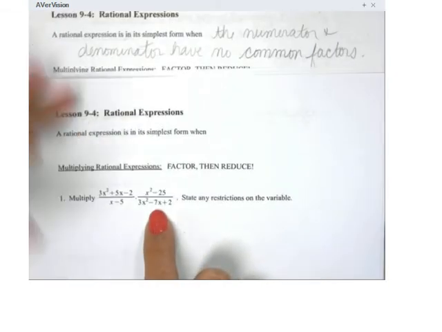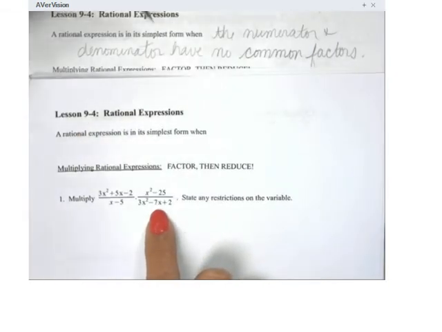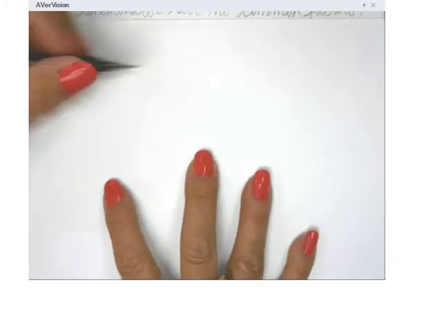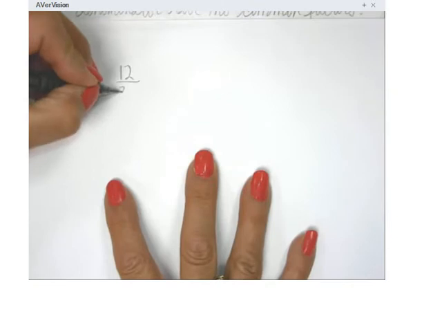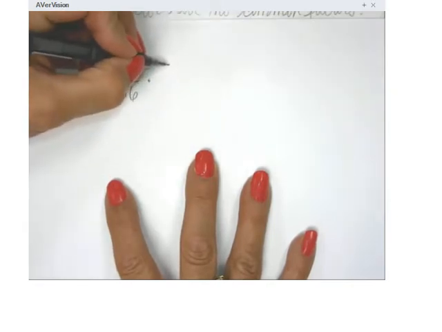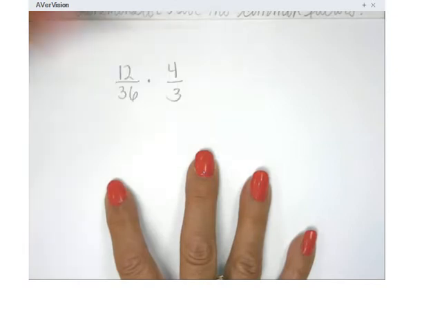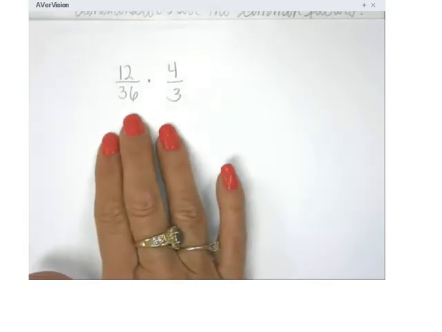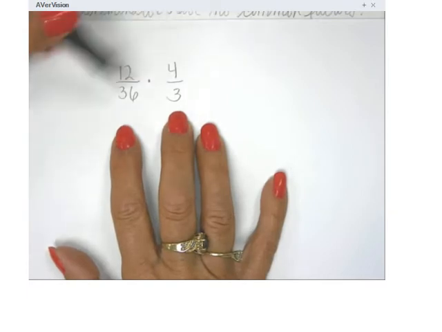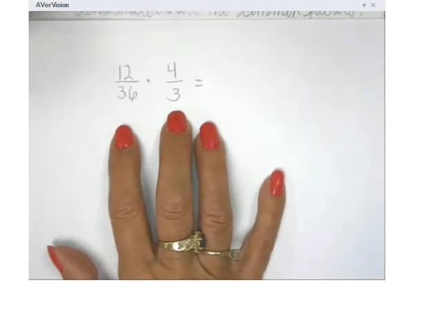And if we have a fraction that is simplified, that means that our numerator and denominator will have no common factors. Now, when we reduce fractions as in numbers, say I gave you something like 12/36 times, let's say I took 4/3. And if I wanted to reduce this down, we know we're multiplying fractions and we could multiply straight across, but we want to think about factoring.